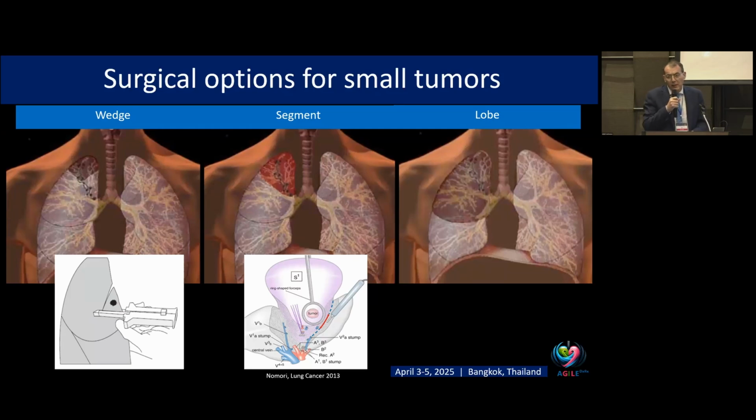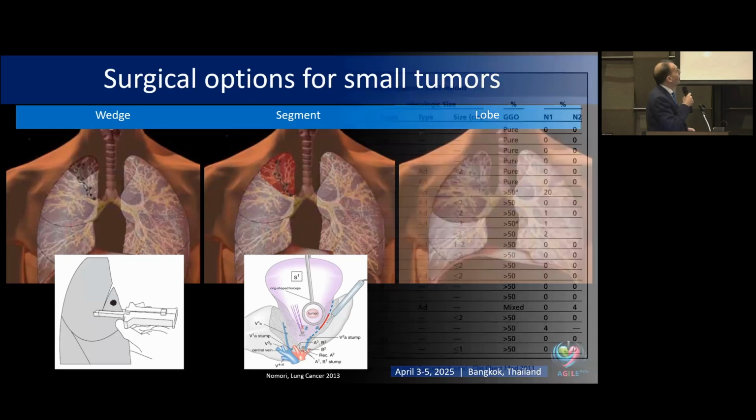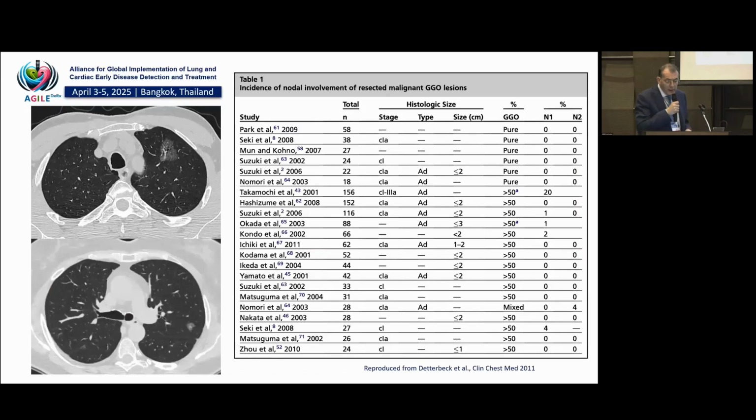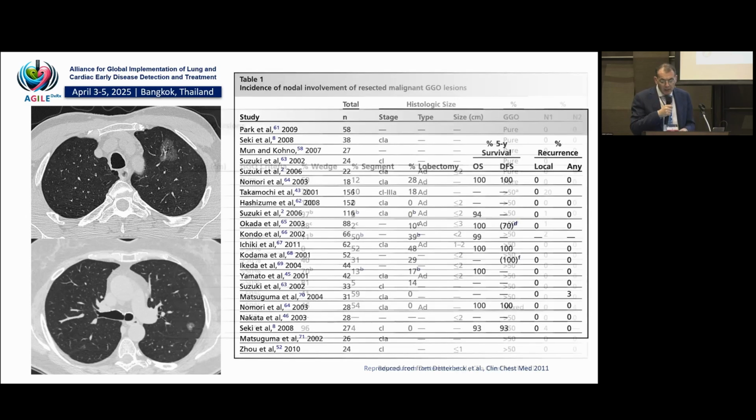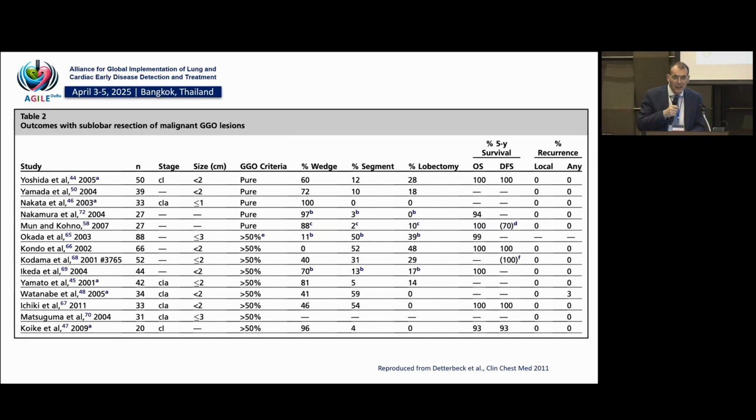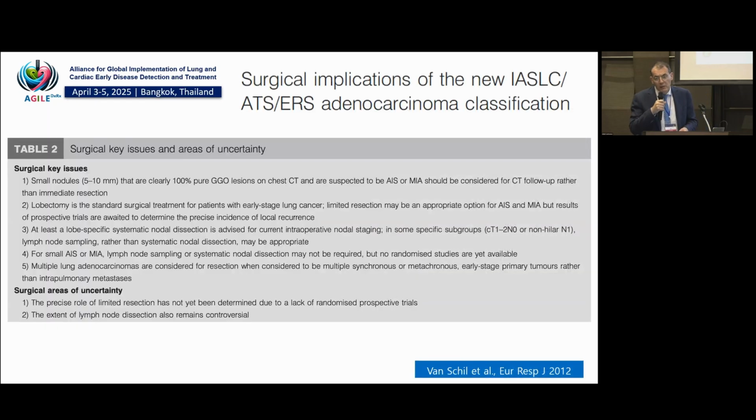Lobectomy was the standard of care until not long ago. But if we go back a little bit, it became apparent that these subsolid lesions behaved in a more benign way, with very little tendency towards nodal metastasis and very good survival outcomes. So for the first time in 2012, it was acknowledged that maybe sublobar resection would suffice for such tumors. Although still lobectomy was considered the standard treatment for most lung cancers.